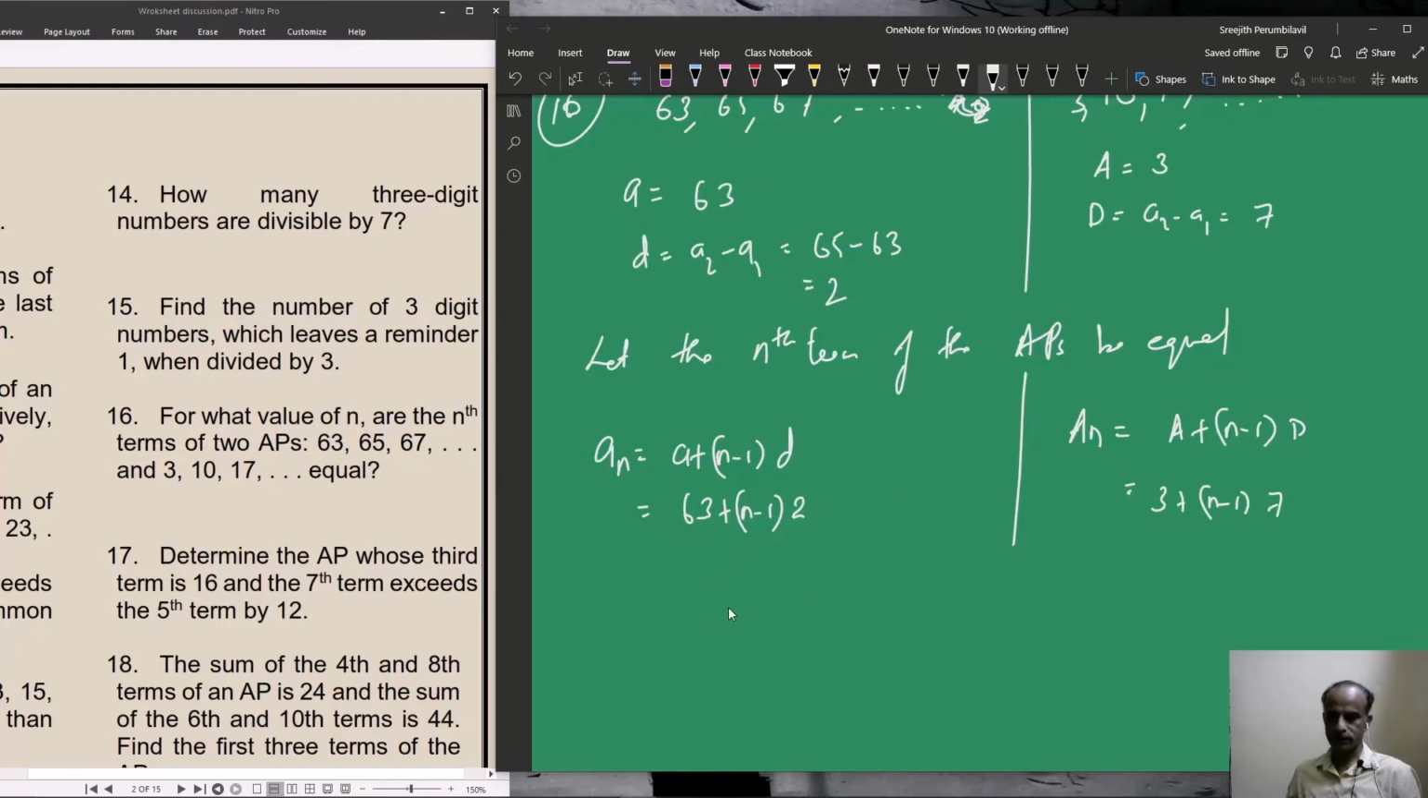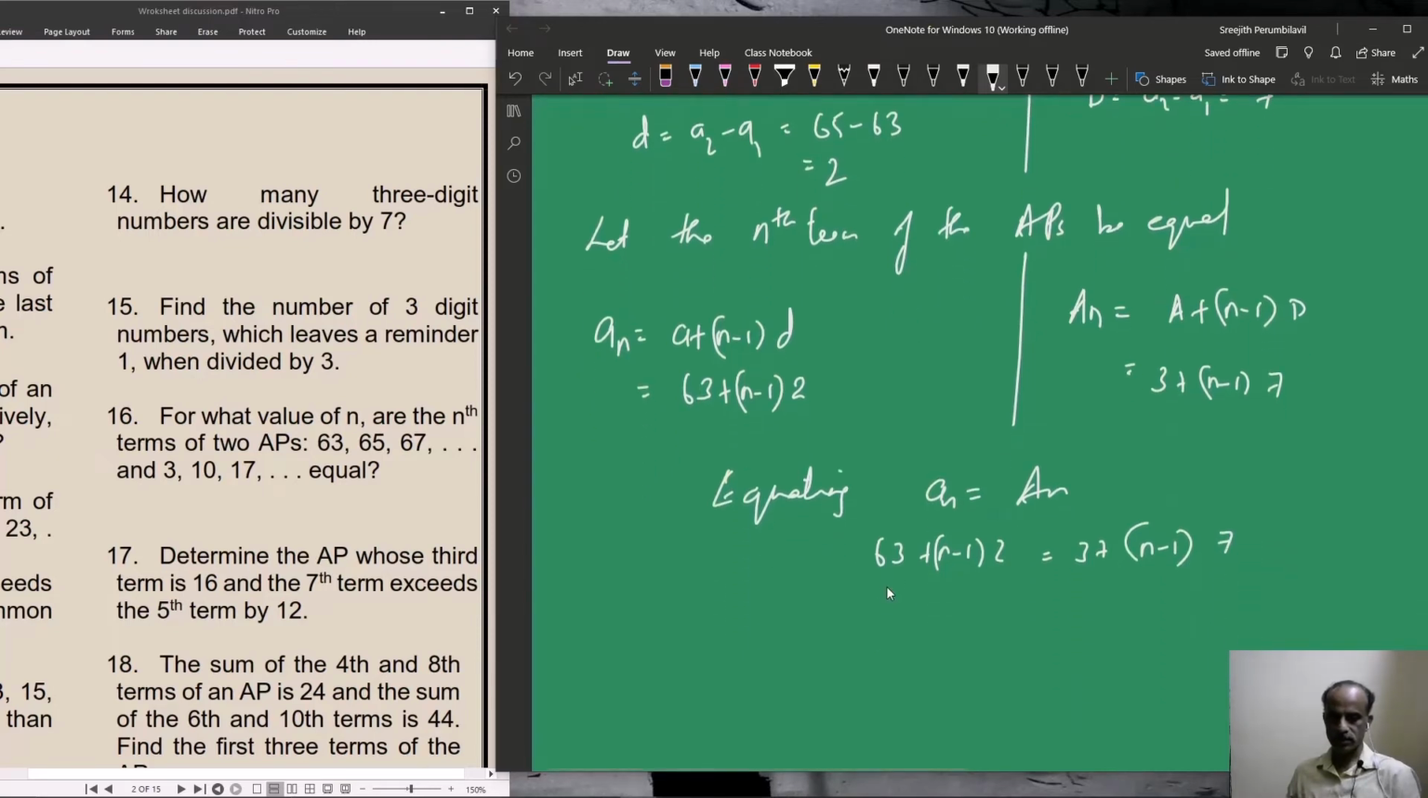So equate them. Equating this an is equal to an, that is 63 plus n minus 1 into 2 is equal to 3 plus n minus 1 into 7. So here 63 plus 2n minus 2 equal to 3 plus 7n minus 7. 63 minus 2, 61, plus 2n is equal to 7n minus 4. 65 is equal to 5n.